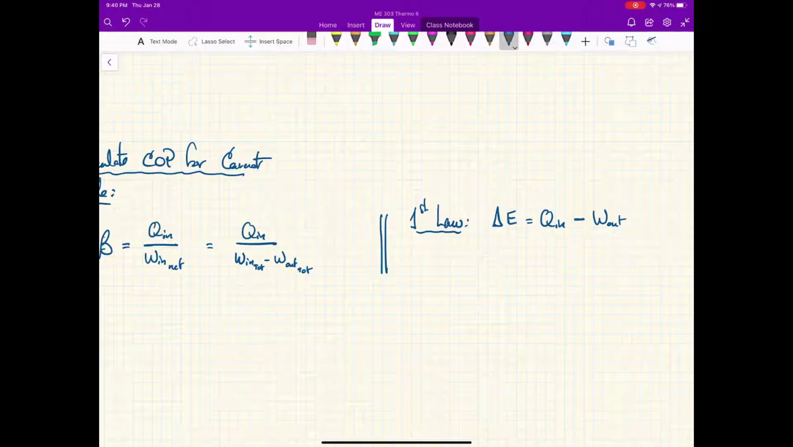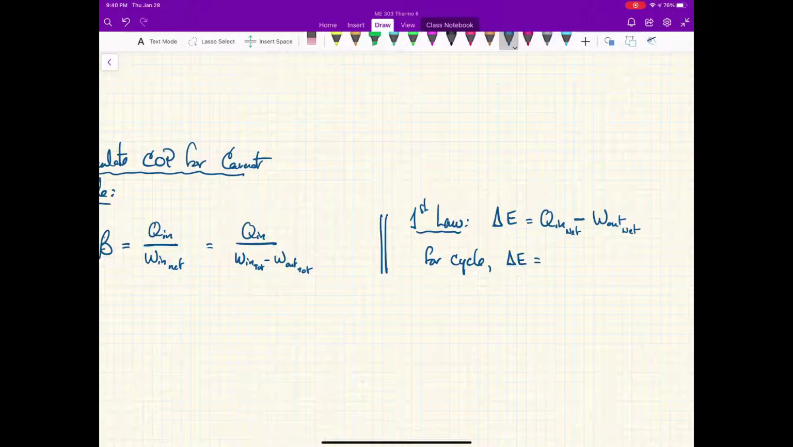So let's make that clear here. And since we are running in a cycle, all the properties must return to their original point. So therefore, the stored energy, which itself is a property, must return to its original state.